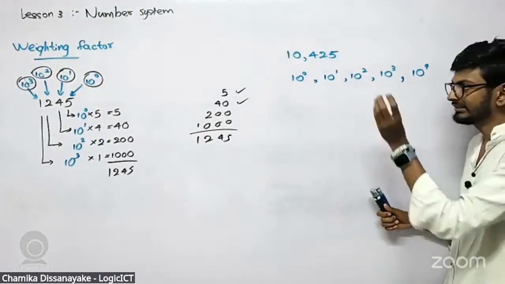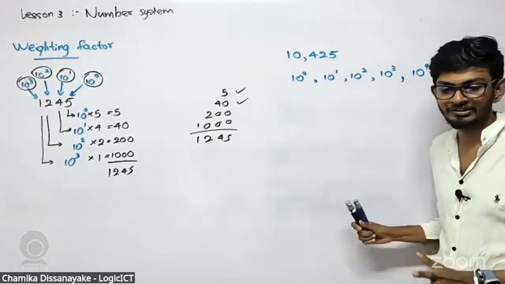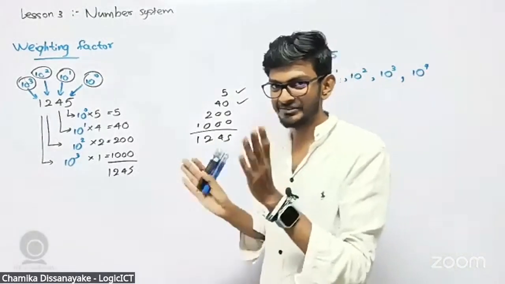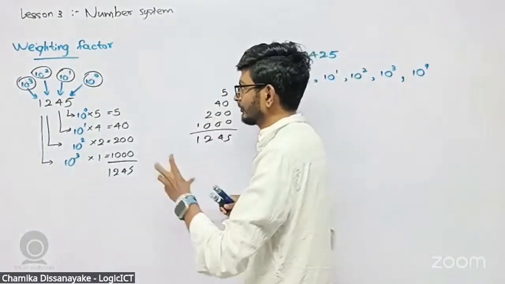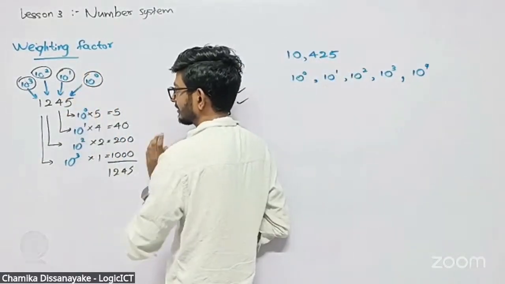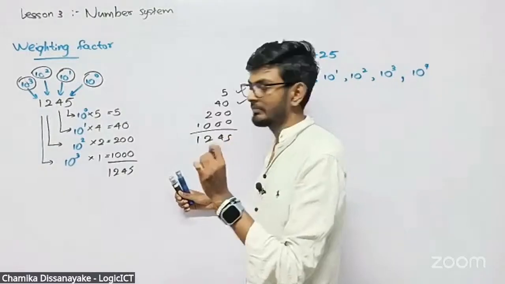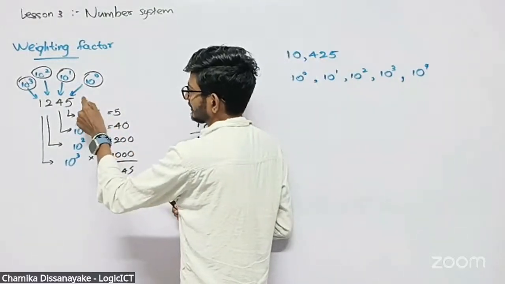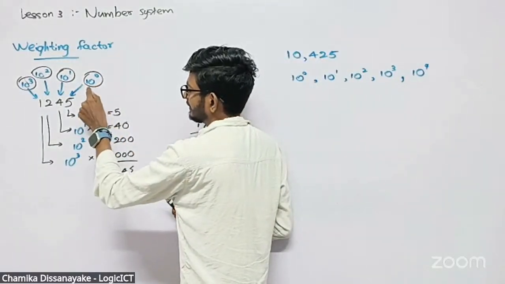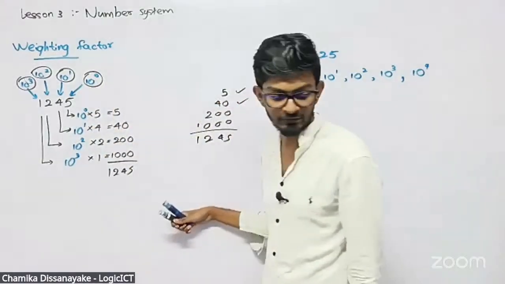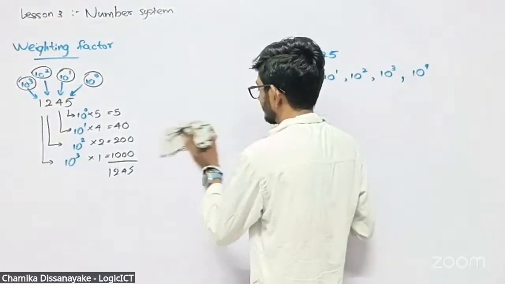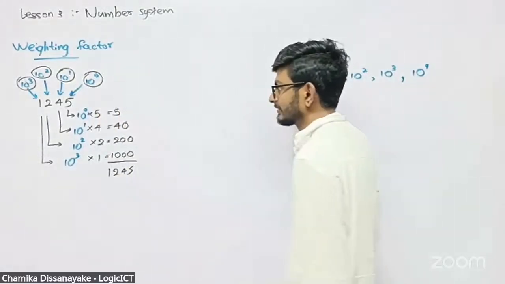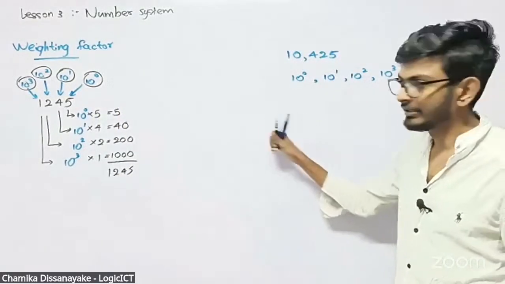We are going to learn this because, guys, I told you this is the decimal number system. In the decimal number system, the weighting factor comes from powers of 10. The numbers are made up by powers of 10.